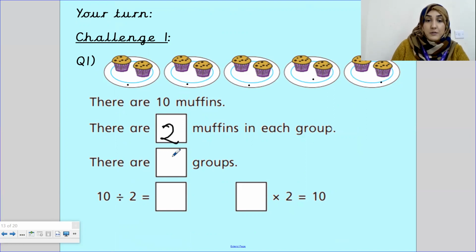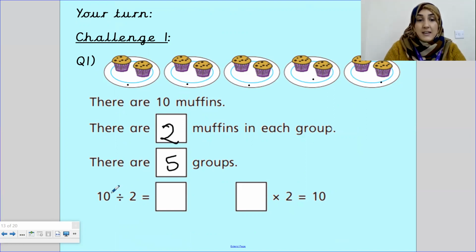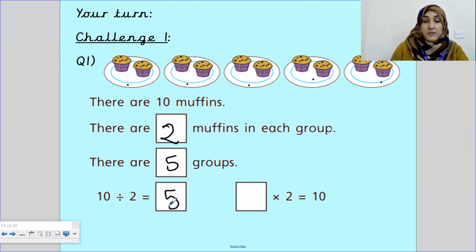1, 2, 3, 4, 5. There are 5 groups. 10 muffins divided by 2, 2 in each group equals how many groups, Morris class? Well done, 5. Now, what is a multiplication sentence that we could use to find out this answer?